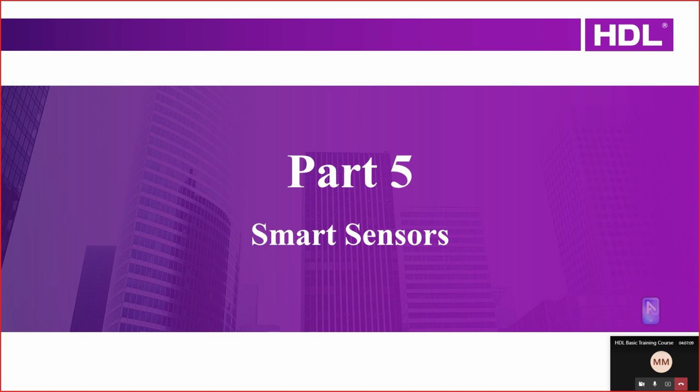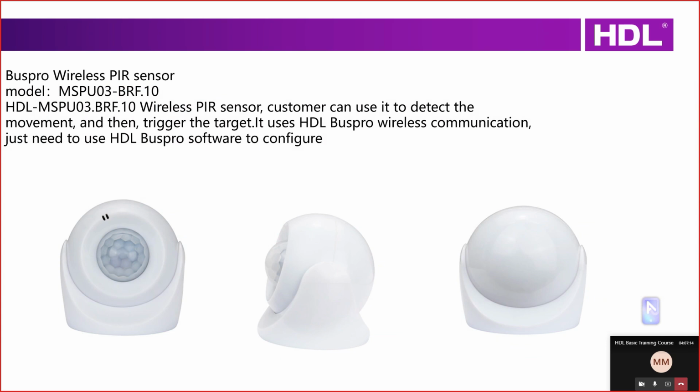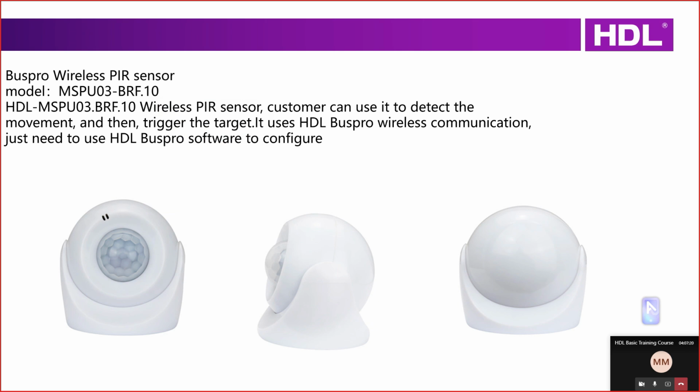Now let's move on to our smart sensors of our wireless system. This is the PIR sensor. Customers can use it to detect the movement and then trigger the target. It uses HDL Bus Pro wireless communication. Just need to use HDL Bus Pro software to configure. And the configuration is quite the same as the Bus Pro wired system. So I think if you know how to do the programming of the wired system, then you will know how to do the programming of the wireless system.